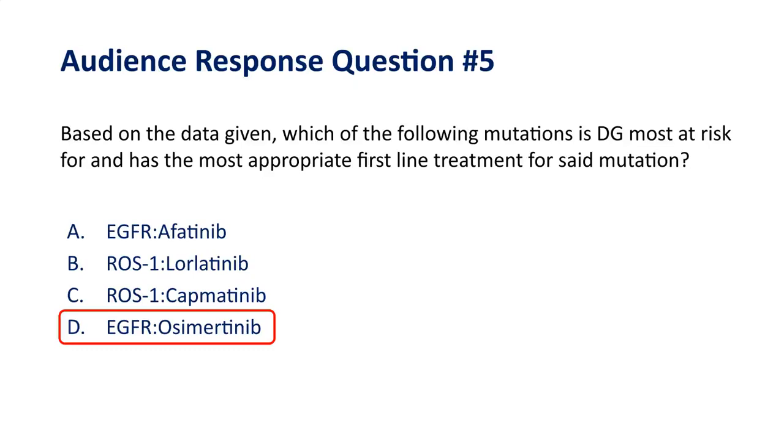Capmatinib in combination with the ROS1 mutation is not appropriate. It is a newly approved agent and is approved for patients with MET exon 14 skipping mutations. And EGFR first-line preferred therapy is osimertinib in comparison to option A, which had afatinib, and NCCN currently recommends that as an other recommended regimen.